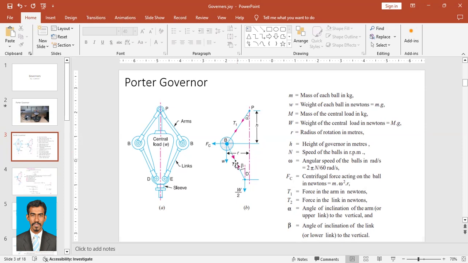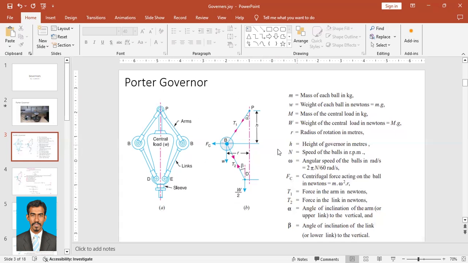from the Watt governor. T1 is the tension on the arm, and T2 is the tension on the link. And also we have the weight of the ball, which is small w, and the weight of the sleeve, or central load, that is capital W. And the height of the governor, between the ball's center and the pivot point, that is H. And the force acting on the ball is Fc, the centrifugal force. And we consider this central load weight as W by 2.